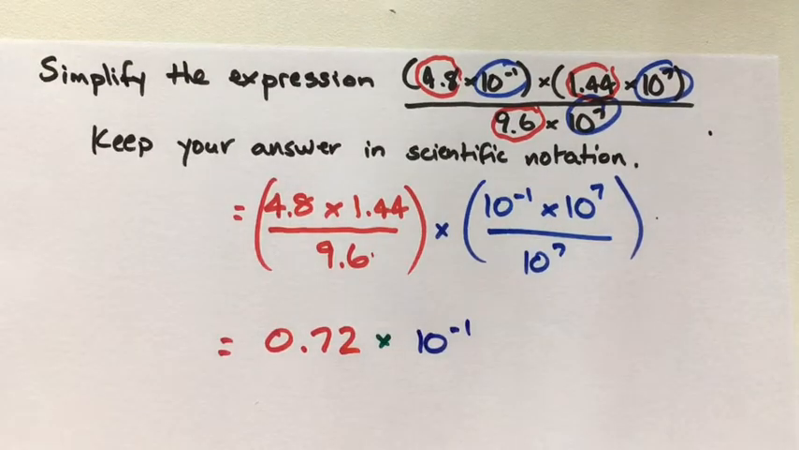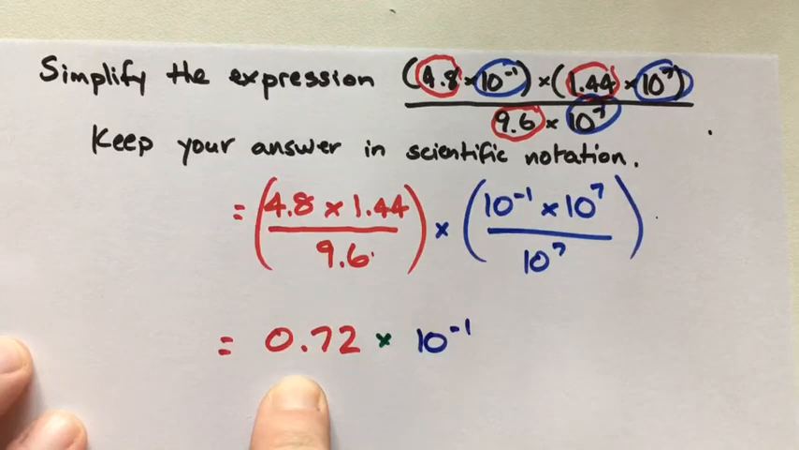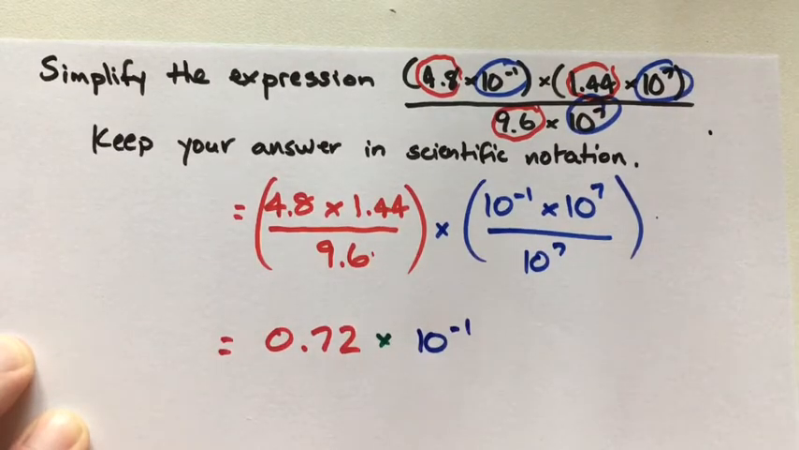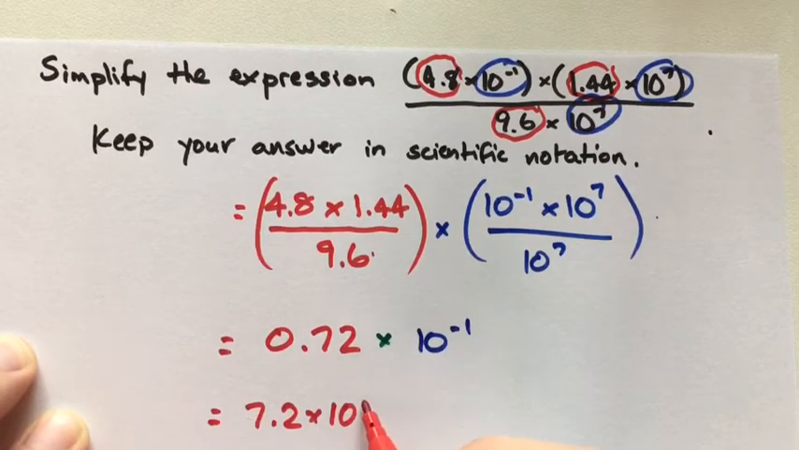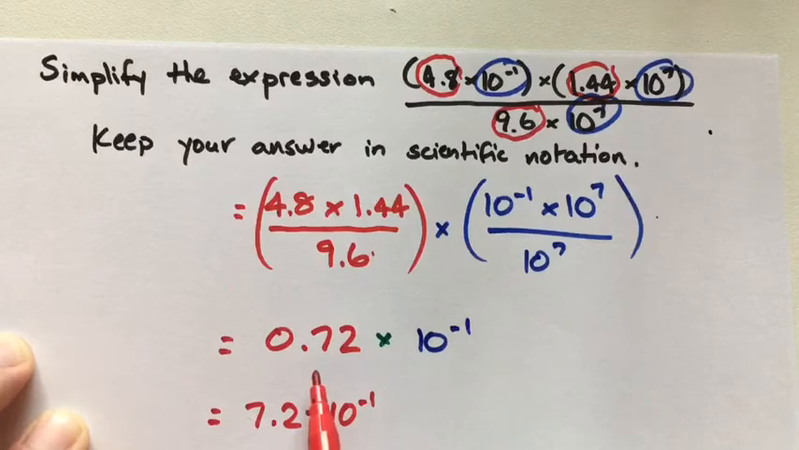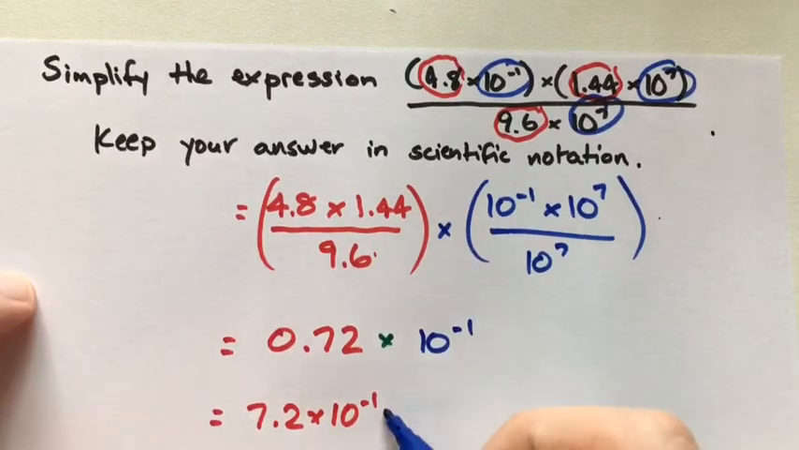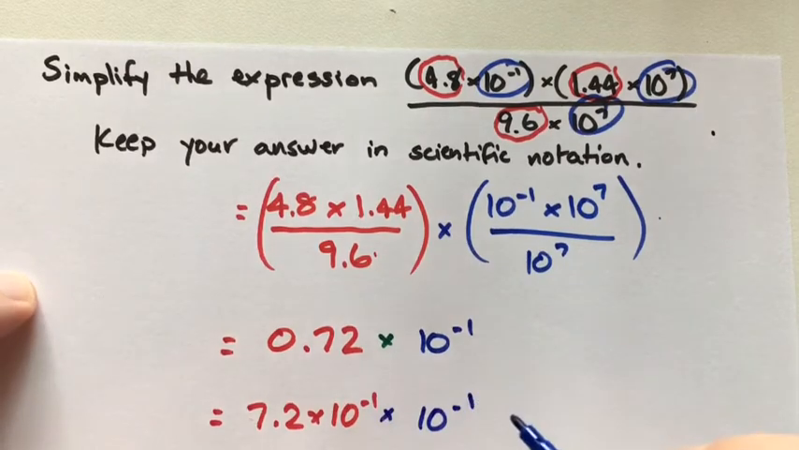Now, any number that's in scientific notation has to have a number in the ones place followed by the decimals. So how can we move our decimal here? Well, if we move our decimal, we can say that 0.72 is equal to 7.2 times 10 to the negative 1. And then we're going to multiply that times 10 to the negative 1.